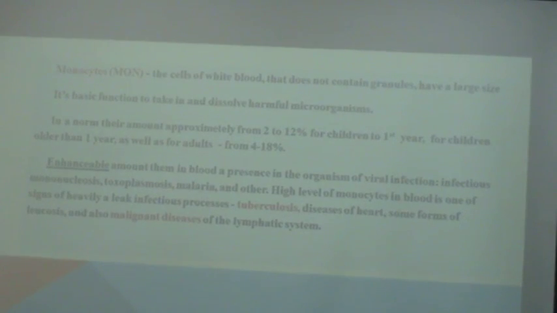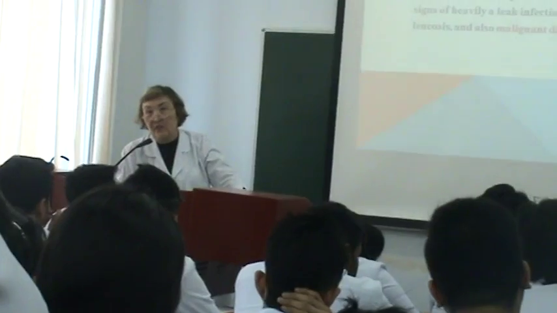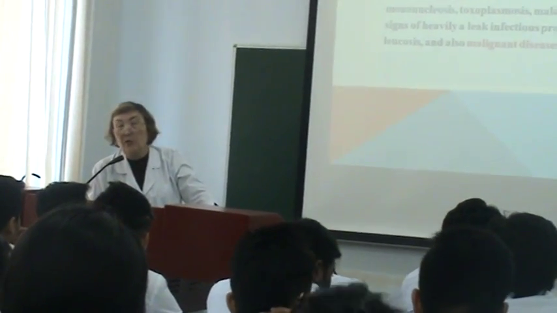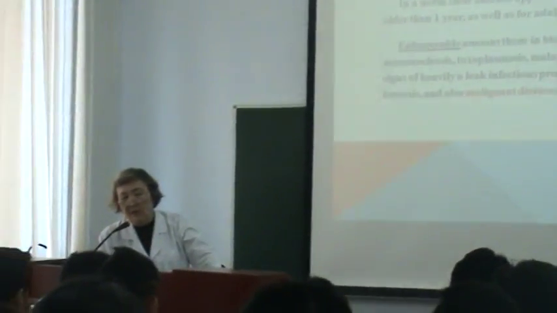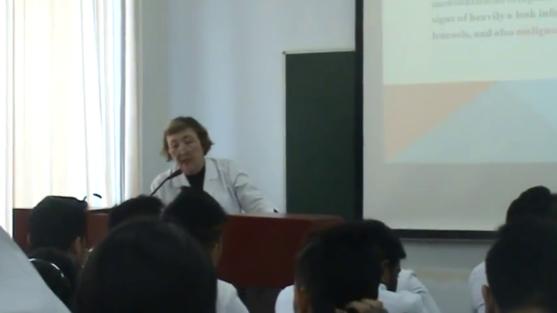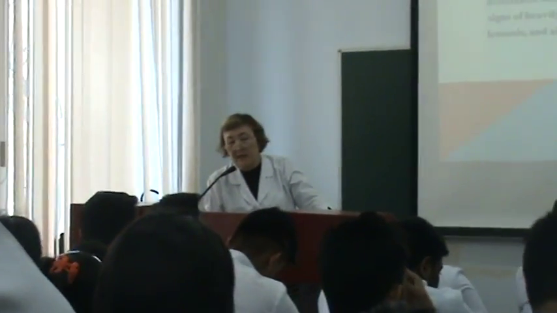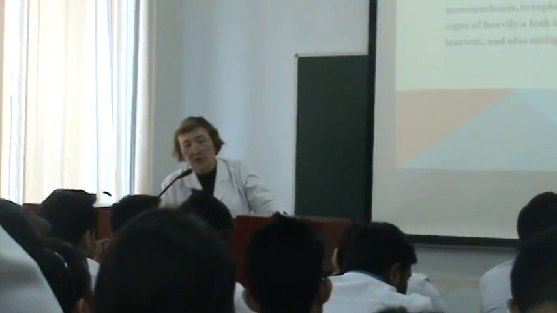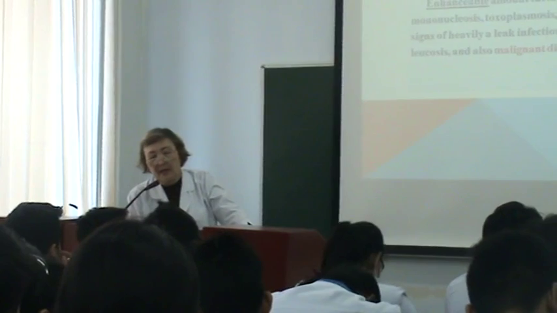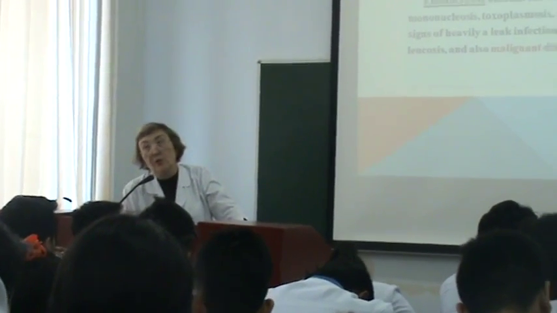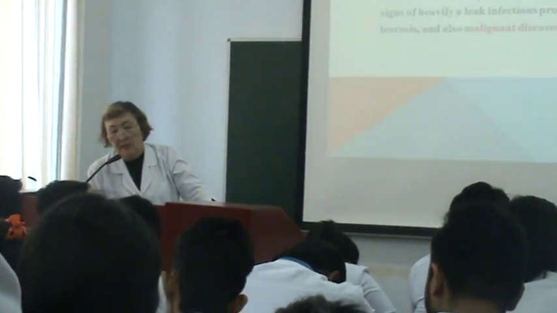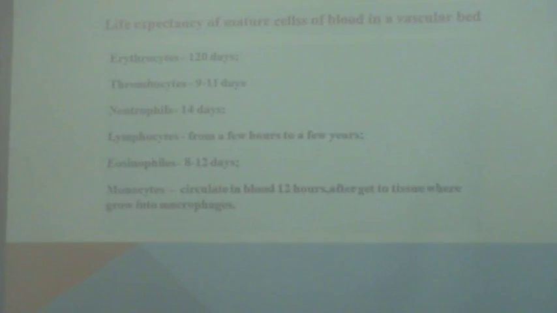An enhanced amount of them in blood indicates the presence in the organism of viral infection: infectious mononucleosis, toxoplasmosis, malaria, and others. A high level of monocytes in blood is one of the signs of a heavy infectious process, tuberculosis, disease of the heart, and also malignant diseases.